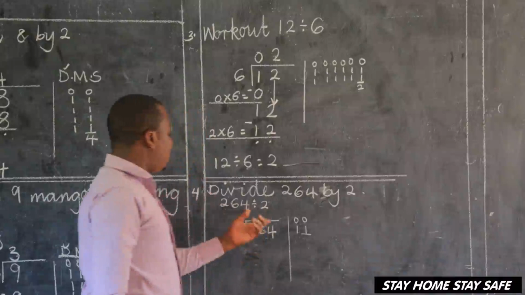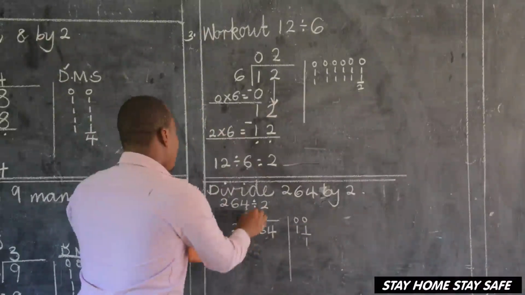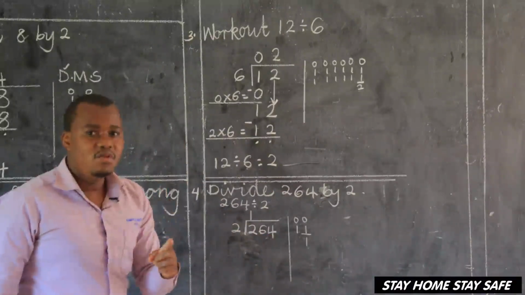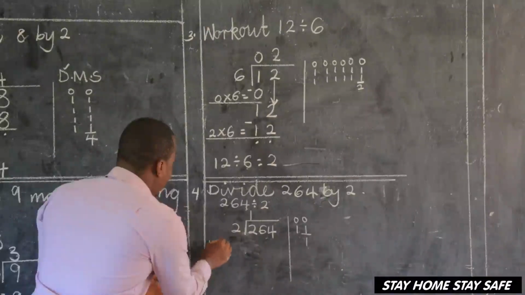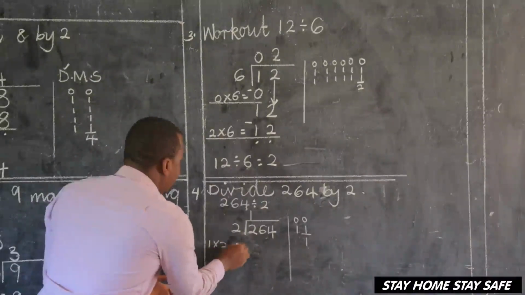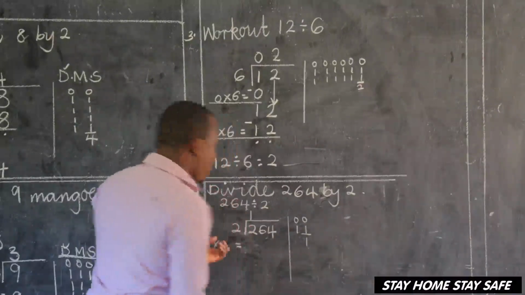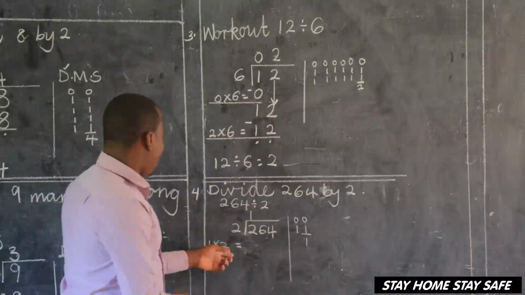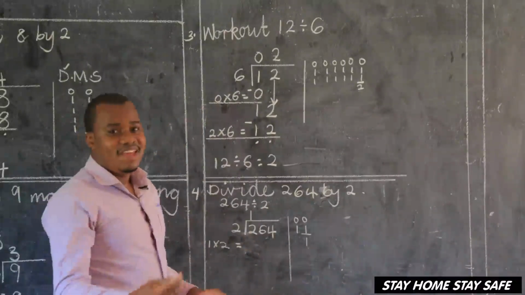So what is 2 divided by 2? Each one will get 1. So you will come here and write 1. So you have finished dividing. What do you do next? Multiplying. So you are going to come here and say 1 times 2 equals 2. Any number multiplied by 1 remains that very number.